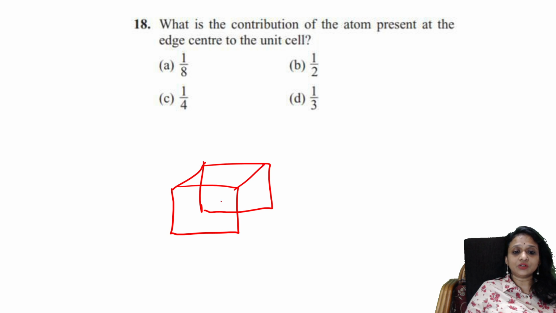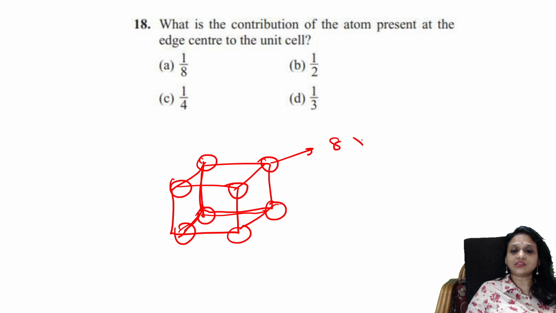Now we very well know this is one edge, this is one edge, this is one edge. What did they say? Edge center. Now see students, all the atoms are at the corners. So how much do they occupy? This occupies 8 into 1 by 8 is equal to 1 atom.